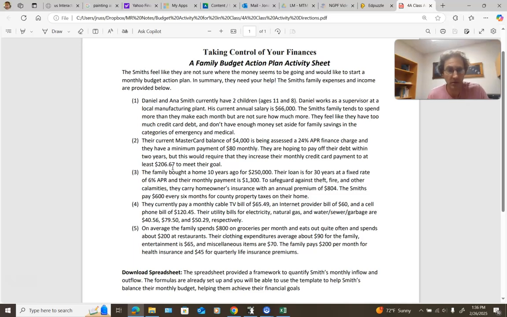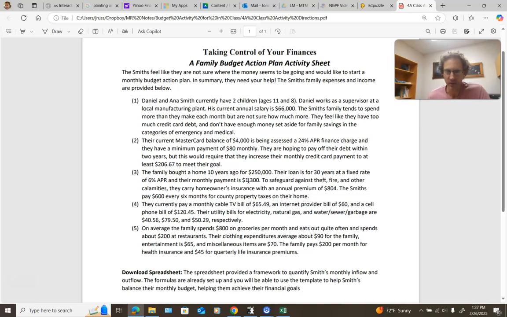And I'm going to go to number 3. And it says the family bought a home 10 years ago for $250,000. Their loan is a 30-year fixed-rate mortgage. We've talked about that at 6% APR. Okay, so that's their interest rate. Now this is the important information, and their monthly mortgage payment is $1,300. So that's what we need to include in our budget.